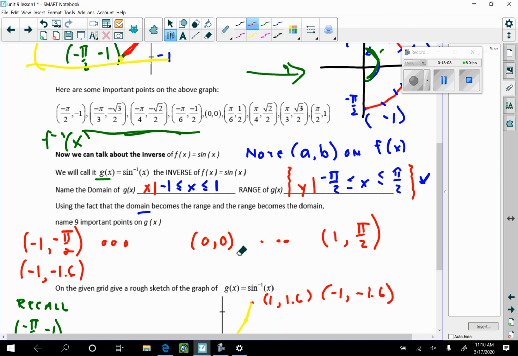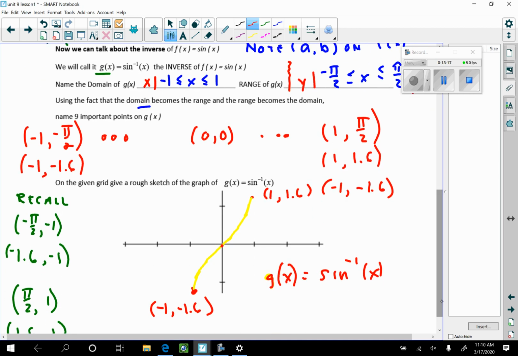I know this point, 0, 0, and this point is going to be 1, 1.6. About, these are abouts. So now if I graph that, this point here is going to be -1, -1.6. Keep in mind the y is about that. I'm a little bit below -1, and I'm a little bit above 1. This point right here is 1, 1.6. And this is the graph of the inverse of sine of x. Right here is the graph of the inverse of sine of x. Bam.